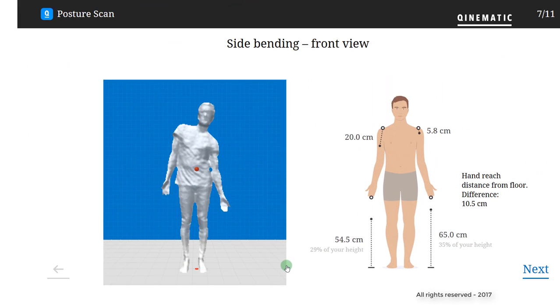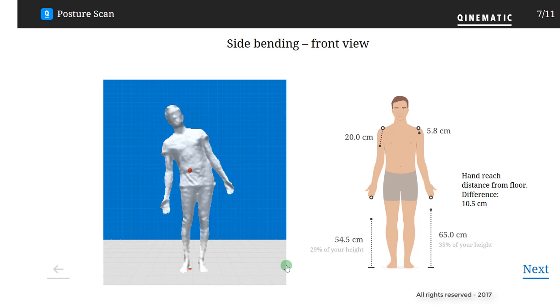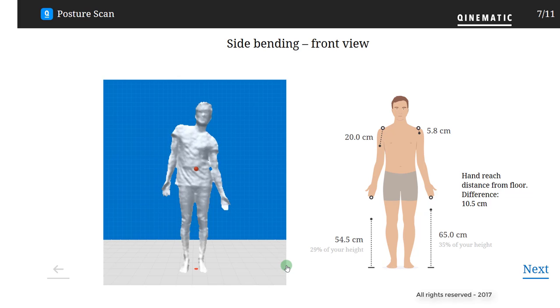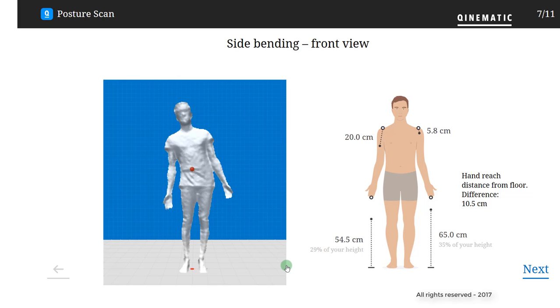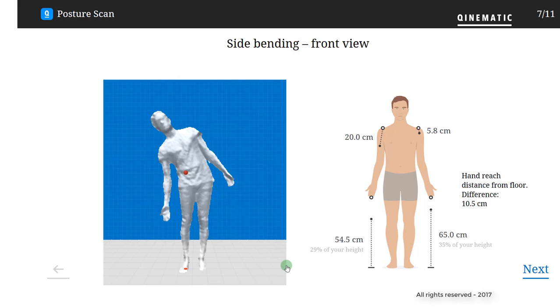We have an example of somebody with curvature of the spine, and very often side bending is limited to one side, if not two. So in this case, this person cannot bend to the left so far, bends reasonably to the right hand side.